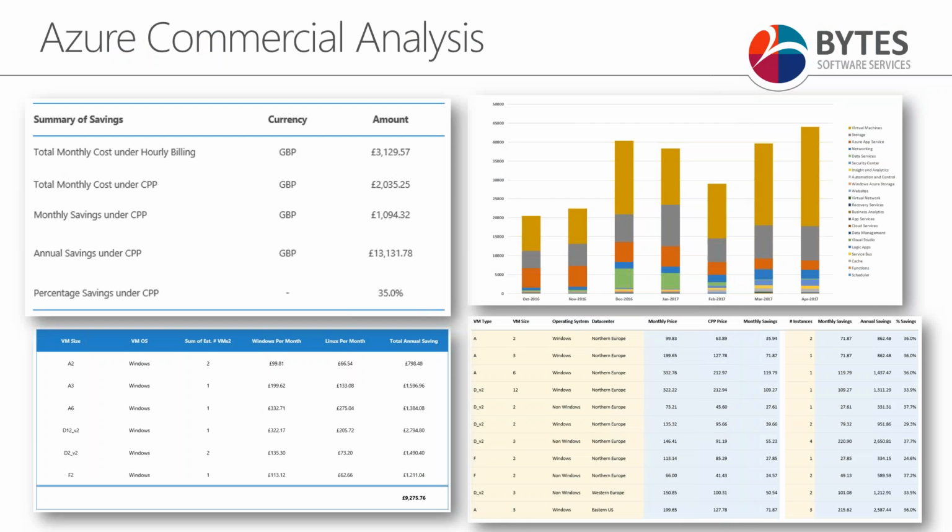So Bytes has an Azure commercial analysis service. You can speak to your Bytes account manager regarding this, but effectively we will take your usage information from Azure, we'll analyze that information and then show you through the various offers that are available from Microsoft, where you can effectively save lots of money through running workloads in Azure. Typically, we can show savings of up to 50% through the various different offers. So, like I say, speak to your Bytes account manager, and that's something we can assist you with.